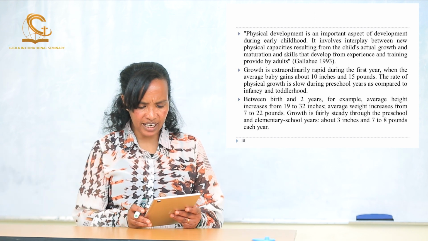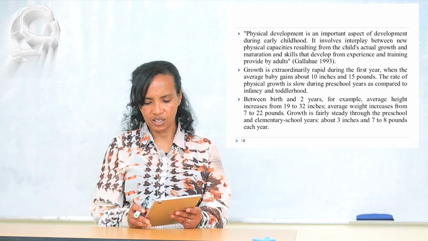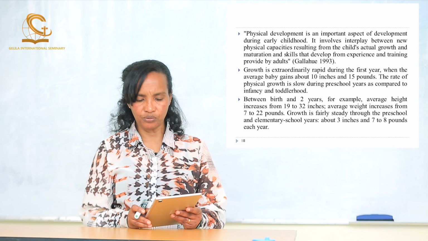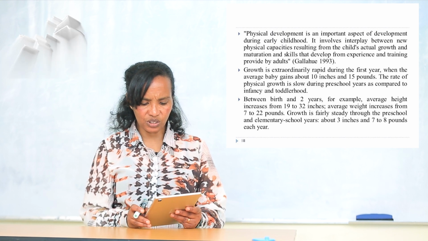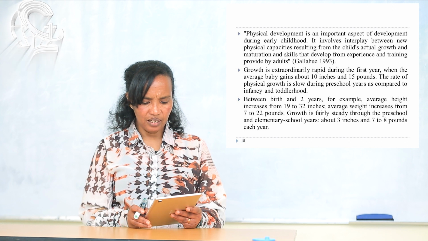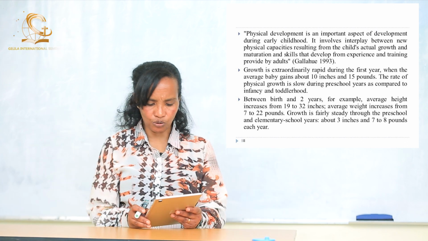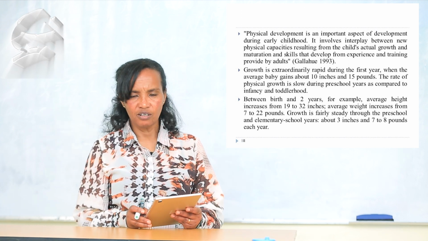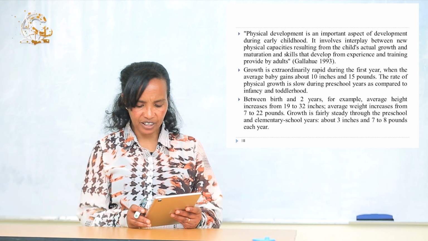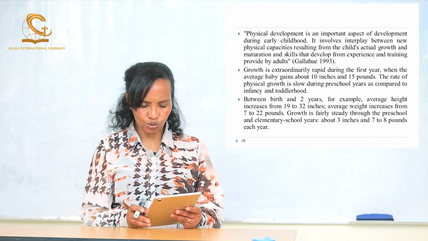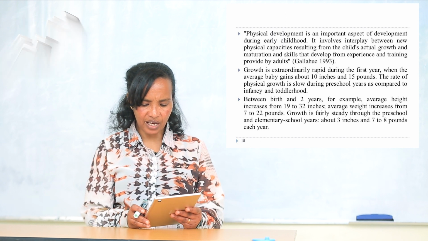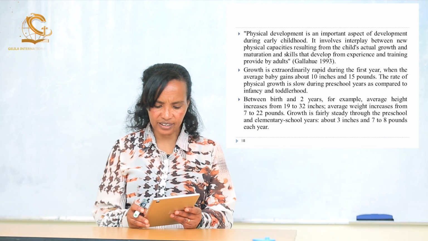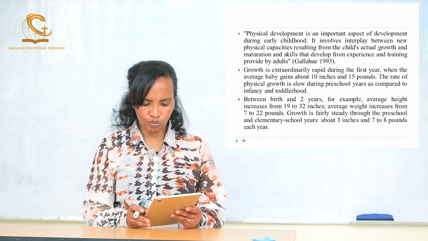Growth is extraordinarily rapid during the first years, when the average baby gains about 10 inches and 50 pounds. So the rate of physical growth is slow during preschool years as compared to infancy and toddlerhood. Between birth and 2 years, for example, average height increases from 20 to 32 inches, and average weight increases from 7 to 22 pounds.